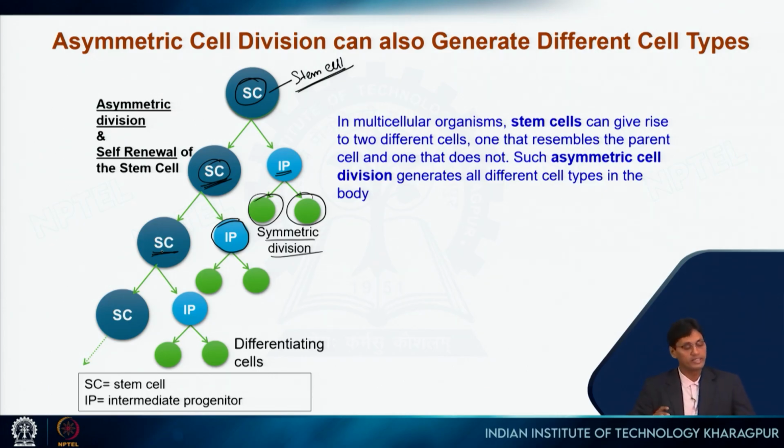Now this is very important for the development of different cell types. As you can see, you might get different types of cells here from this IP. Similarly here you can get different types of cells from this IP, or intermediate progenitor cell.